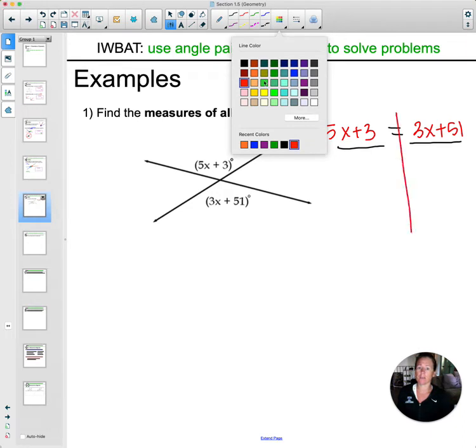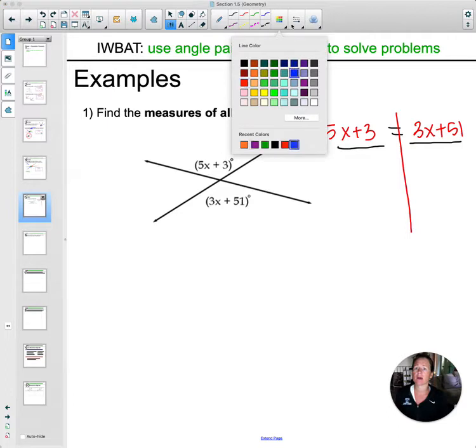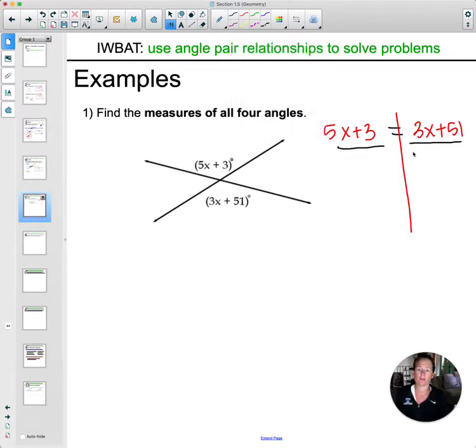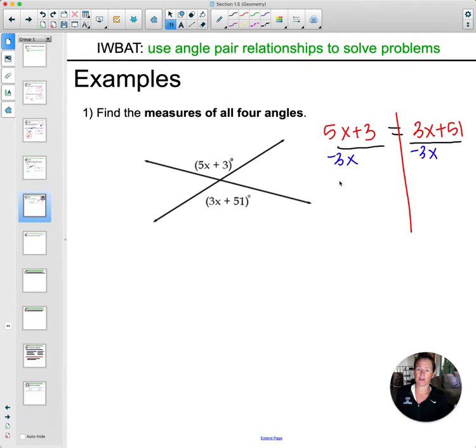So let's see. You have x's on both sides, so I don't care what you do first. If you want to bring your x's together or your numbers together, I'm going to bring my x's together. So I'm going to bring this 3x over by subtracting 3x from both sides. So then I'll be left with 5x minus 3x, which is 2x, plus 3 on the left equals 3x minus 3x is 0, so just 51.